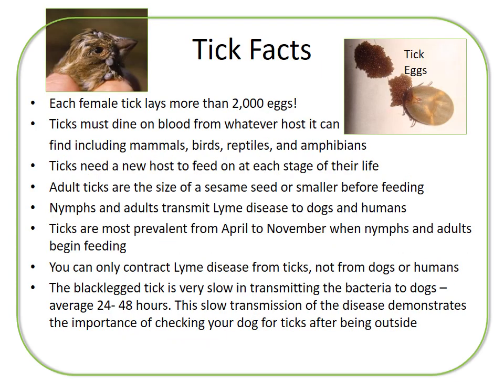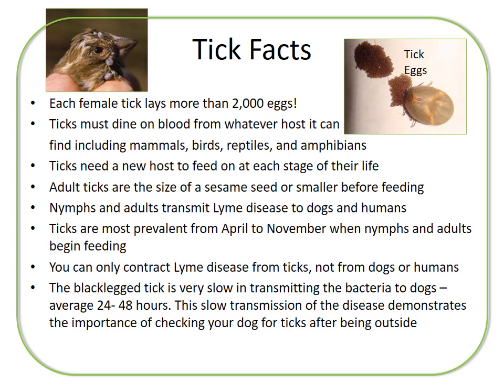Now that everybody has a little bit of the itchy scratchies after talking about a flea infestation, let's move on to the hot topic of the season, ticks. Here are some tick facts you may or may not be aware of. Each female tick lays more than 2,000 eggs. Ticks must dine on blood from whatever host it can, including mammals, birds, reptiles, and amphibians. Ticks need a new host to feed on at each stage of their life. Adult ticks are the size of a sesame seed or smaller before feeding.